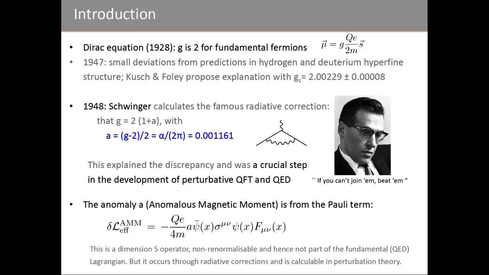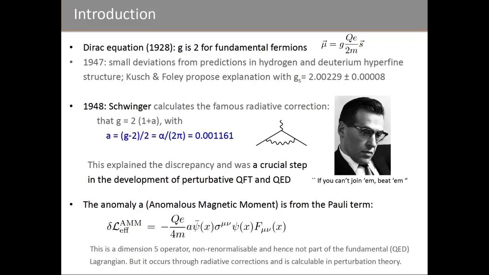So let's remember that the anomaly, so the anomalous magnetic moment, it's a long term for it, is just from the Pauli term. So the effective operator for the anomalous magnetic moment here is then something that includes a spin flip and that has some natural scaling laws involved here. But importantly, from the theoretical point of view, this is a dimension 5 operator. So this is not part of the standard model.